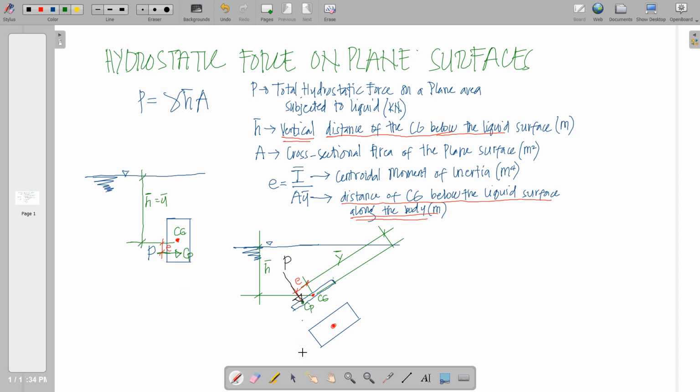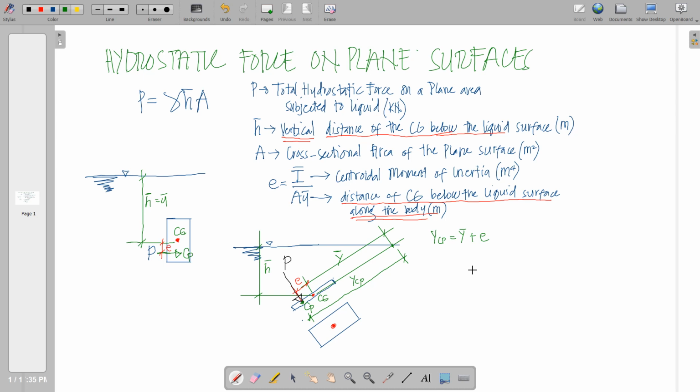So that is Cp. The distance along the body from the water surface up to this center of pressure is denoted by ycp. If we look at the dimension, ycp is simply equal to ȳ plus e.